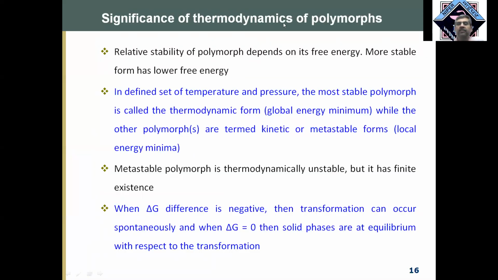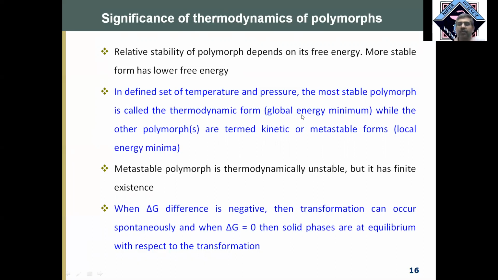The significance of thermodynamics of a polymorph is given in this slide. Relative stability of a polymorph depends on its free energy. The more stable form has lower free energy. In a defined set of temperature and pressure, the most stable polymorph is called the thermodynamic form.